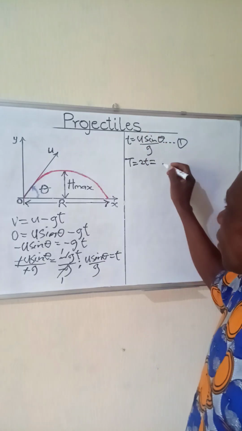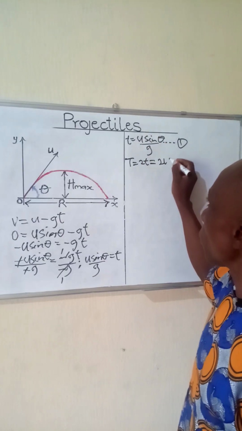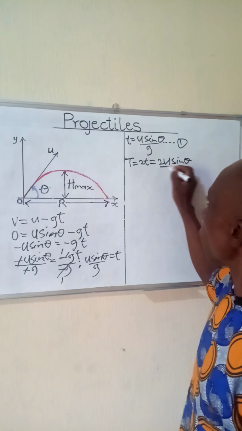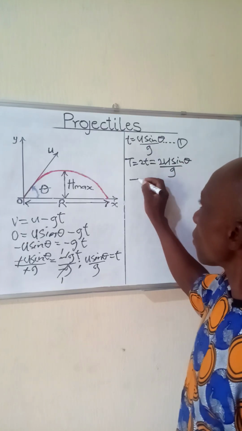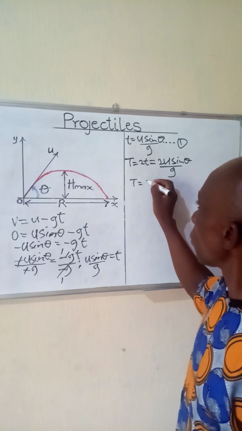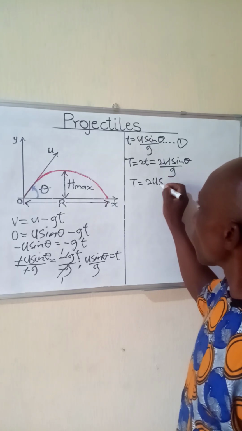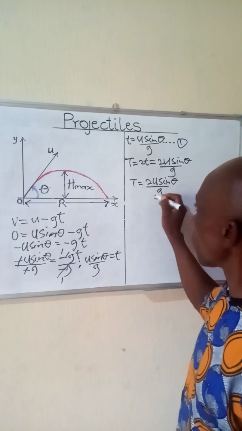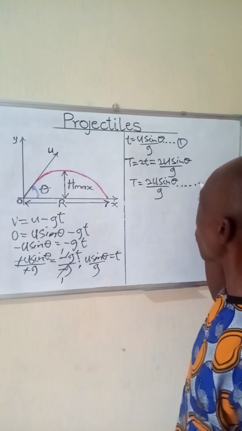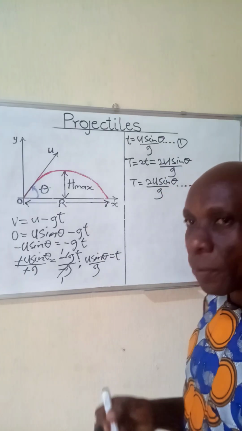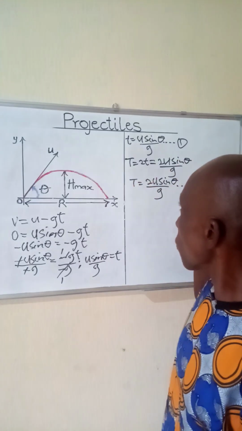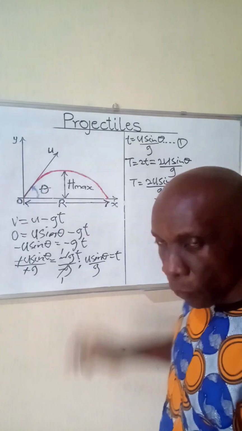We substitute the values here, so we'll have 2u sine theta over g. So T equals 2u sine theta over g. This becomes equation 2. Have you seen that? In subsequent videos, we would look at equations 3 and 4.